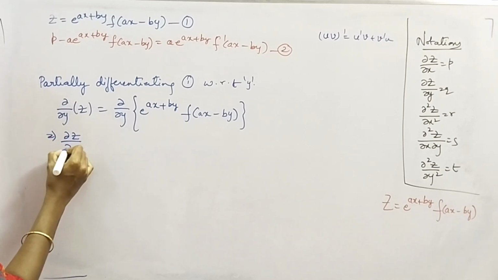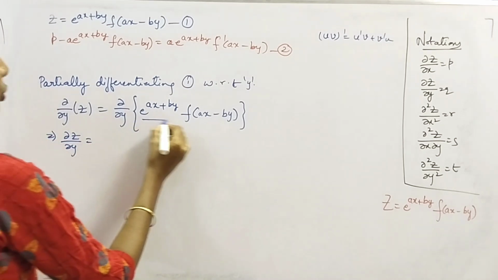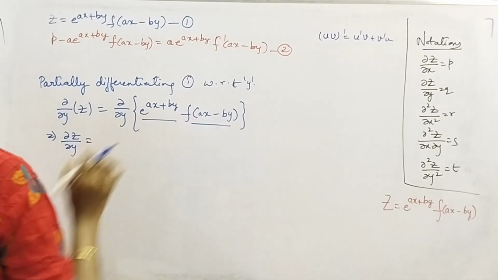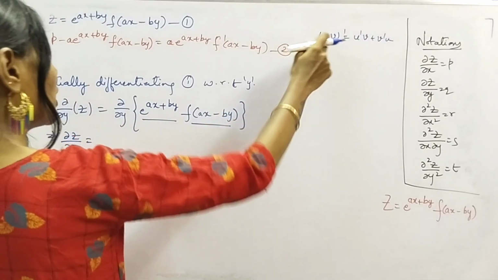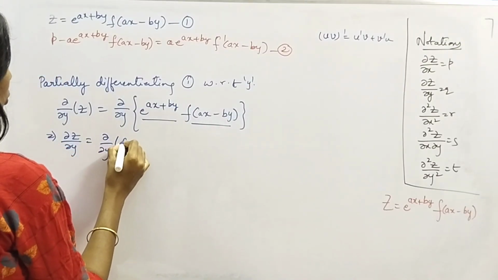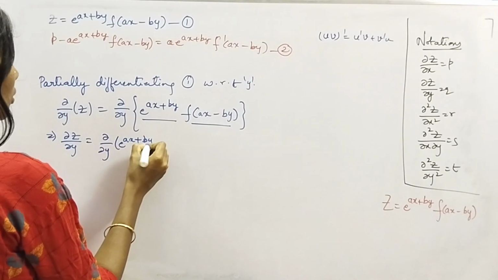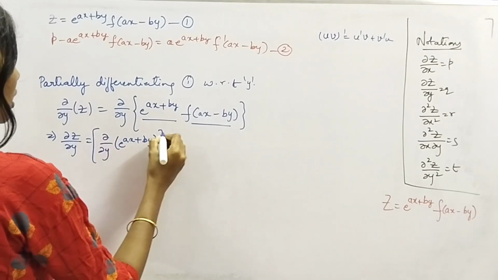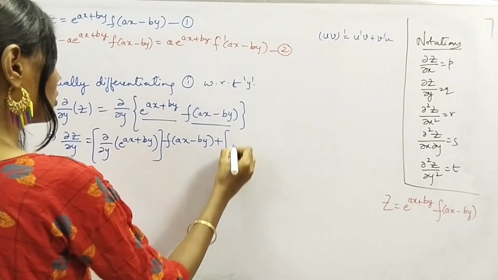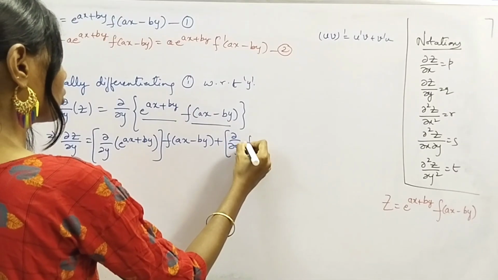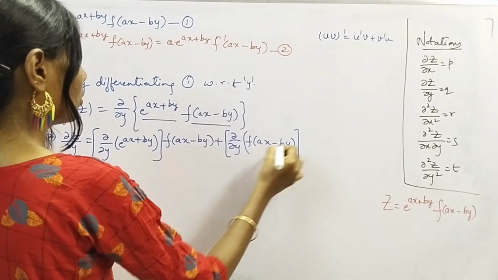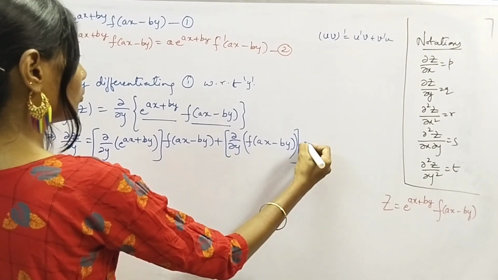and this gives us dou z by dou y equal to, here we have u into v form, right? Here we need to find derivative of uv. So we are going to apply this formula again. We'll get dou by dou y of u into v plus dou by dou y of v into u.